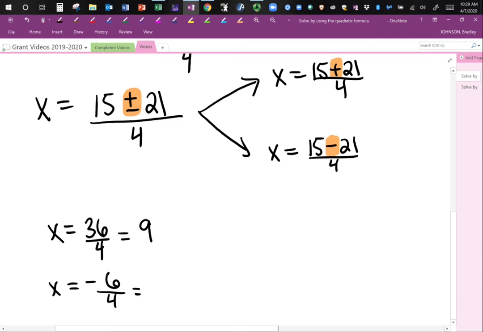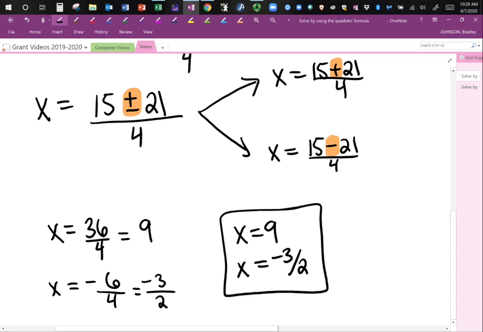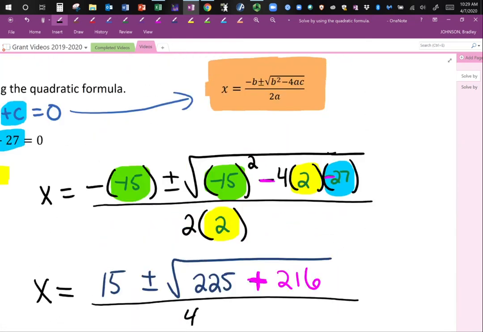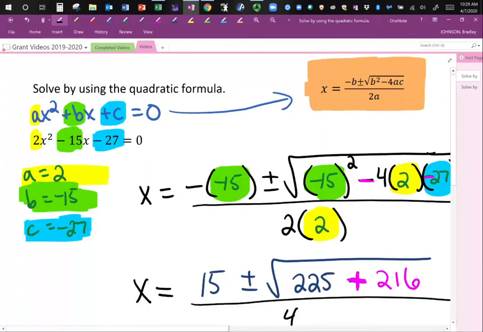Now, what does 6 and 4 have in common? Well, 6 and 4 have a 2 in common, and since 2 is in common, we'll have negative 3 over 2. We simplified the fraction. So we have a solution x equals 9. We also have a solution x equals negative 3/2. Either of these would make that original equation equal to 0. It would solve this equation that we started with at the very beginning.